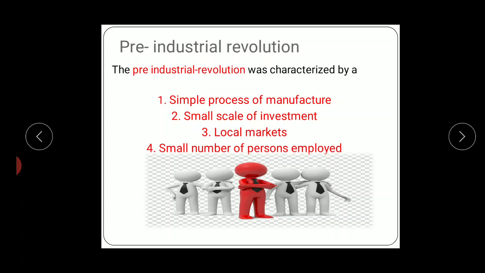So now what you can see? Pre-industrialization, the manufacturing process was very simple. Everybody can do it with a little effort. Then investment was less in their businesses. Local markets were available where they can go and sell their products. And most importantly, small number of people were employed. Remember this point, small number of persons were employed.